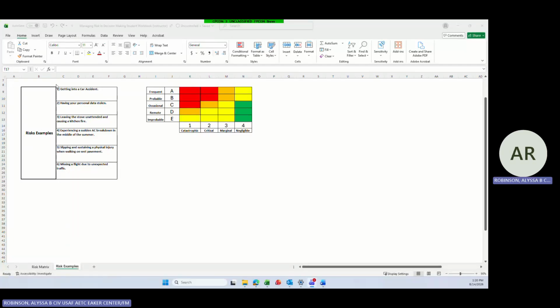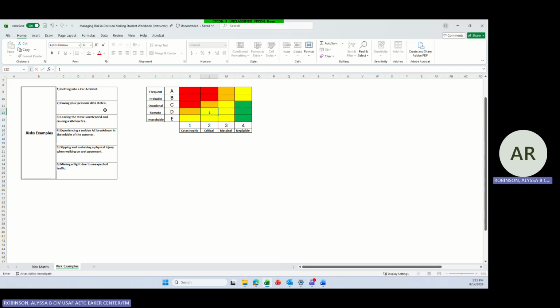All right, so here we have our risk examples. To start with, getting into a car accident. For me, I would say this is remote, and it's pretty critical. Would not want this to happen. So since this risk is labeled 1, I'll just put a little 1 in this risk category, this little box here.